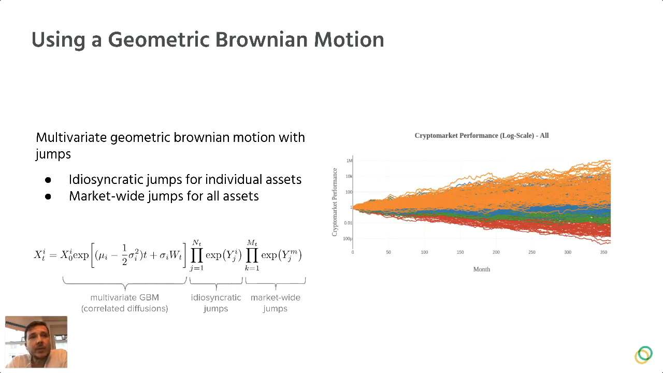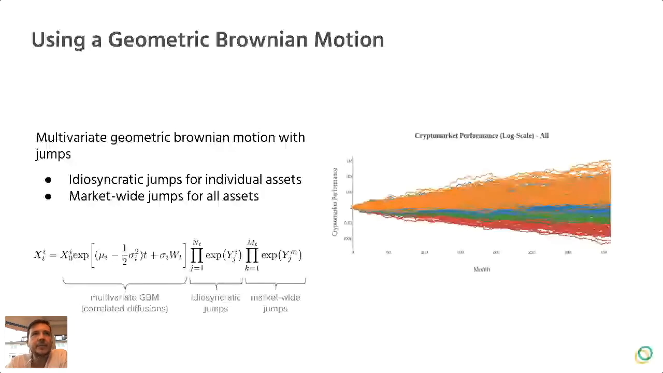What you could also do is add jumps to this geometric Brownian motion. This geometric Brownian motion evolves from day to day. However, it could be that the whole market of crypto assets jumps on a certain day by a very significant amount. And maybe the underlying distribution of the multivariate geometric Brownian motion doesn't include these extreme jumps. And therefore you could add jump terms like you can see in this formula here.